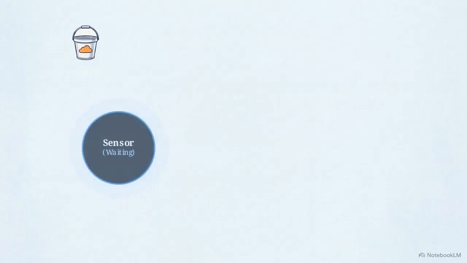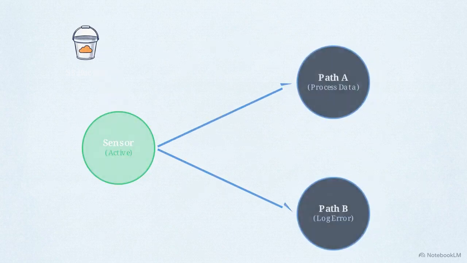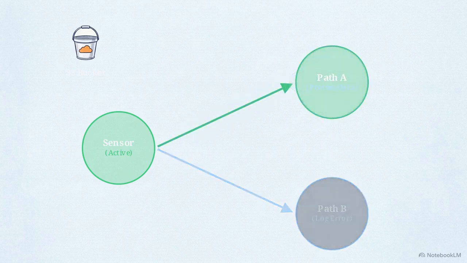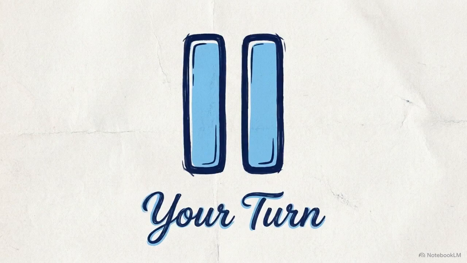A sensor pauses your pipeline passively, waiting for an external event, like a file arriving in an S3 bucket, to wake the node. Then the pipeline evaluates the data and uses branching to route it down one path, entirely skipping the irrelevant path. Let's put this into practice.